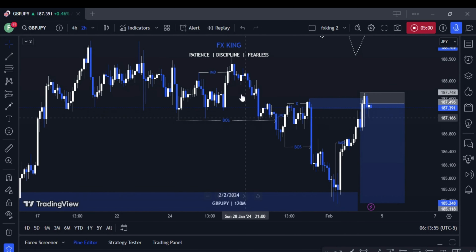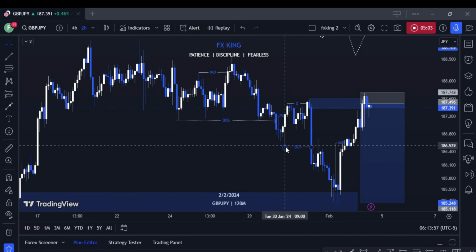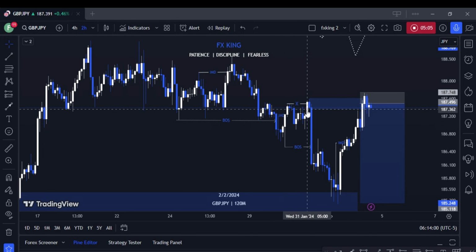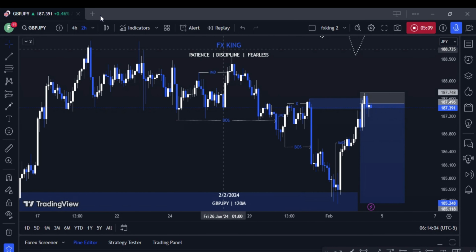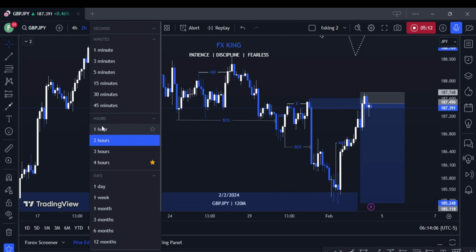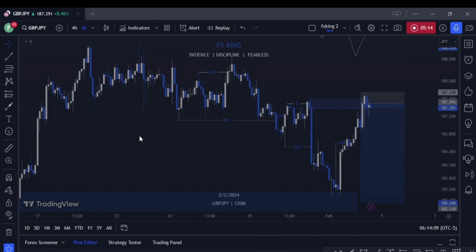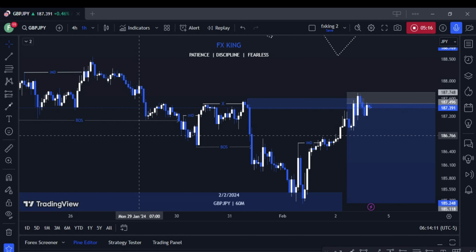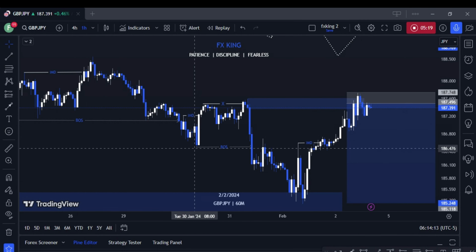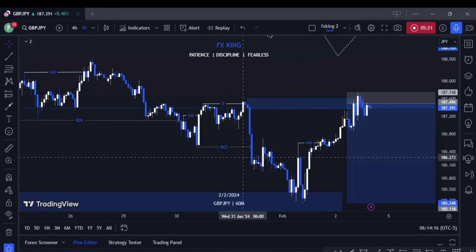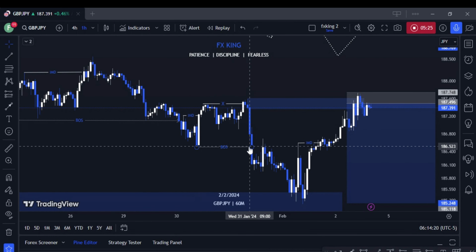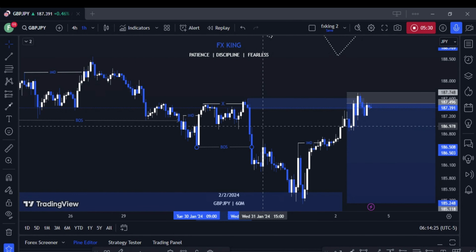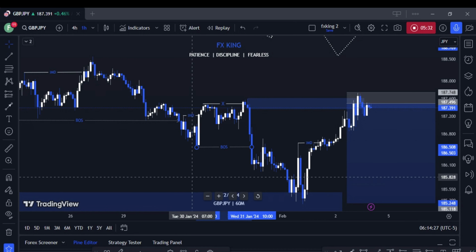Now, what you can see here after this break of structure is we have this point of interest. What initially happened is, let me switch to a 1 hour time frame. Now you can see that before this break of structure, price took out this inducement here, and after this break of structure, there was our inducement level here.